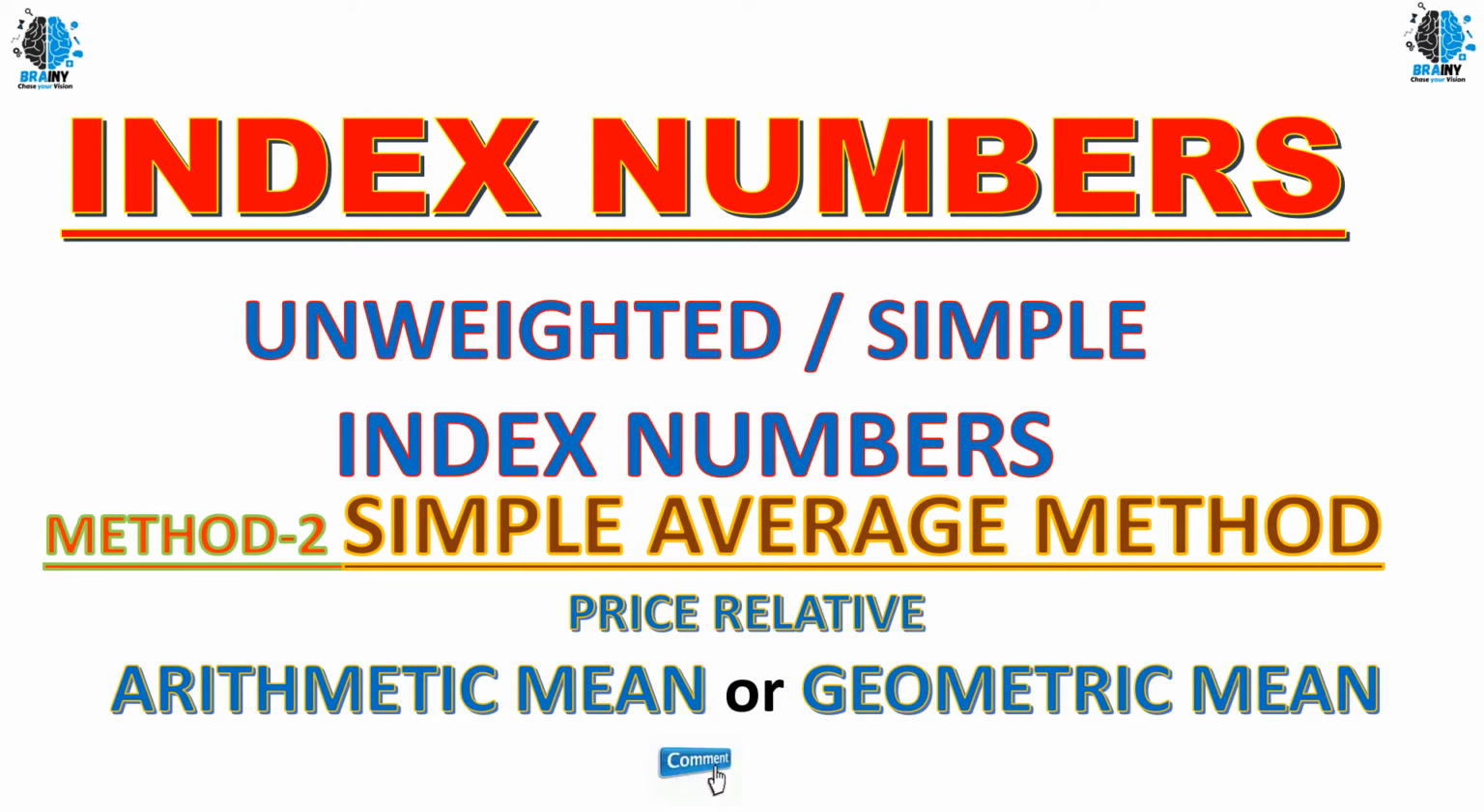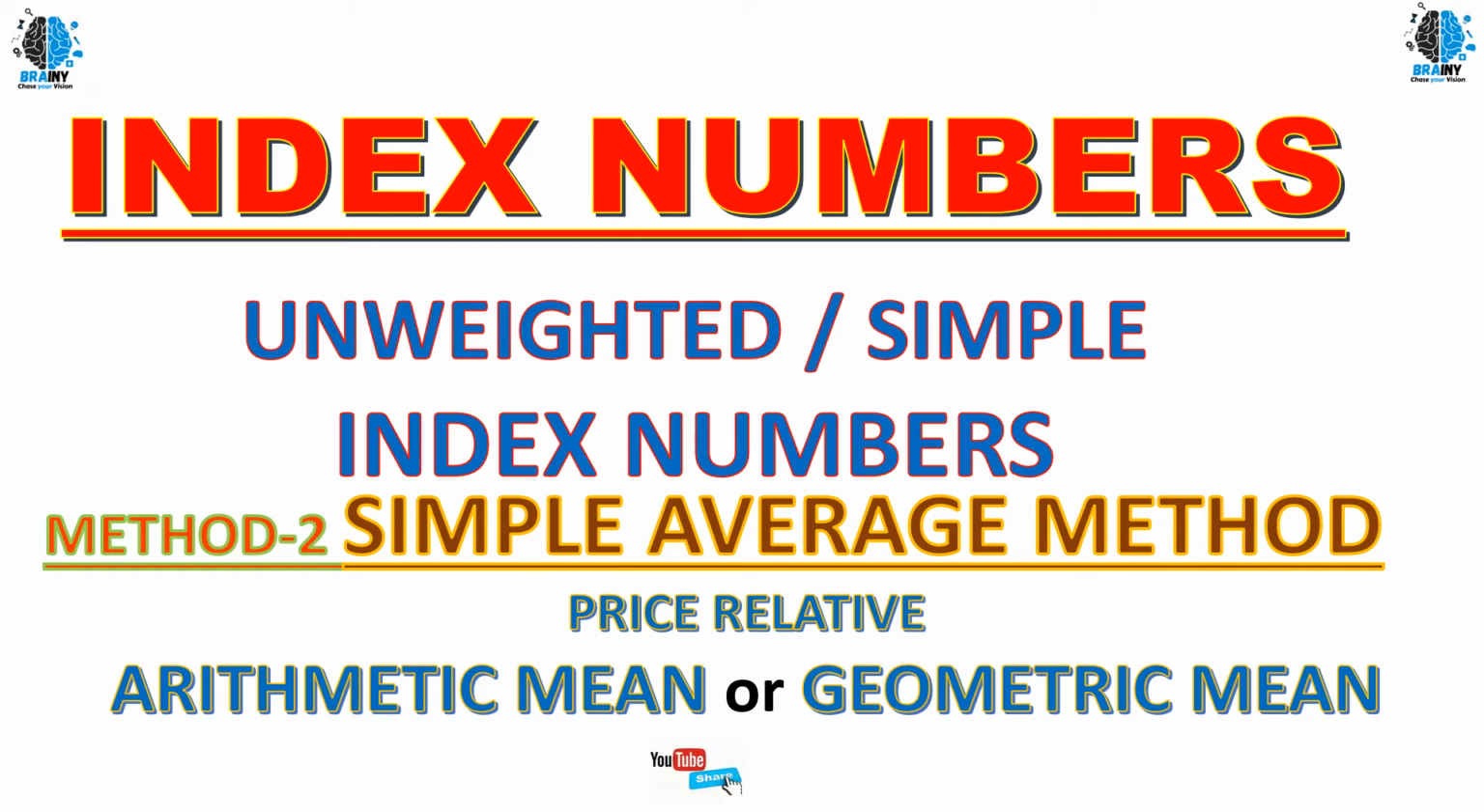Unweighted simple index number. In this we have method 2 of this video tutorial, simple average method. Method 1, I have already created a detailed video. The link is provided in the I button and description. Method 1 was the simple aggregate method. So in method 2 you will be learning about simple average method. In this you have to calculate the simple average method by using arithmetic mean or geometric mean method.